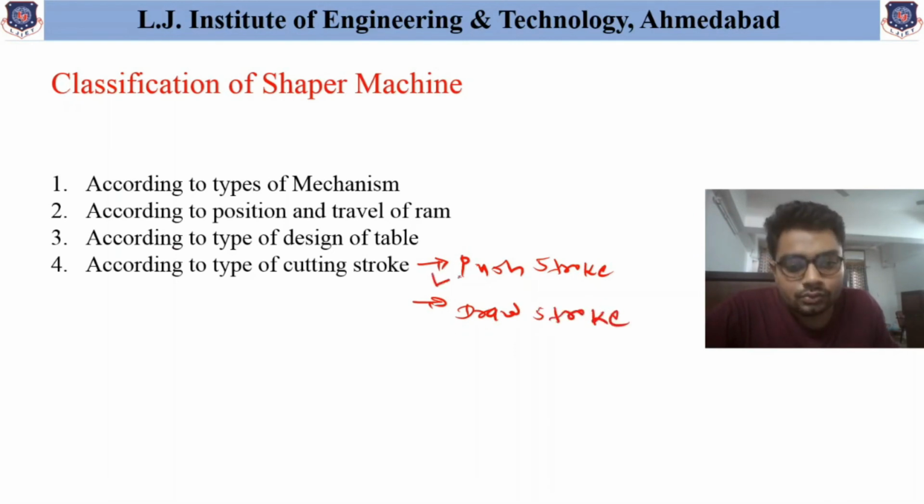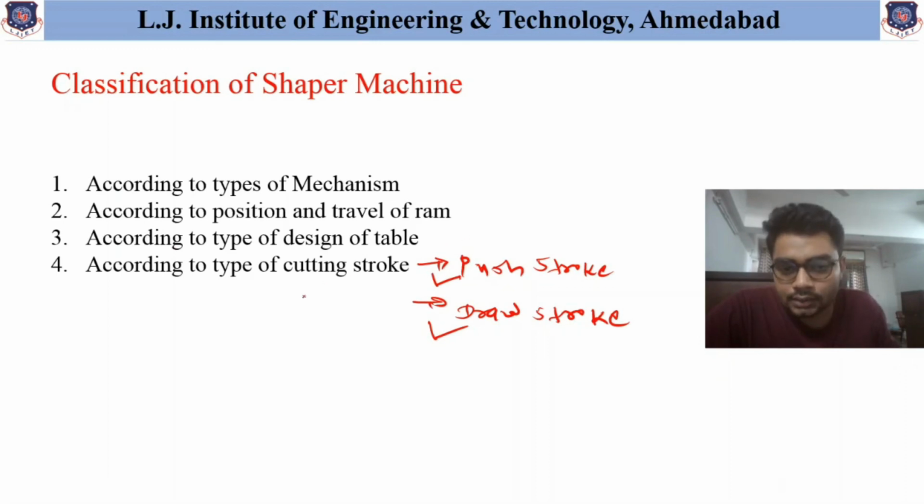So during push stroke and during draw stroke, there is a variation in removal of material, whether the material is removed during the return stroke or during the forward stroke. Based on that, this shaper machine can also be classified, because based on requirement, this push stroke or draw stroke is required. And this we will discuss during the actual mechanism that is required to operate this shaper machine, and we will see that in our further lectures also.